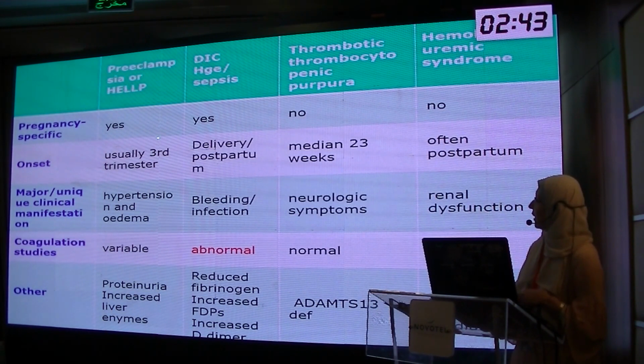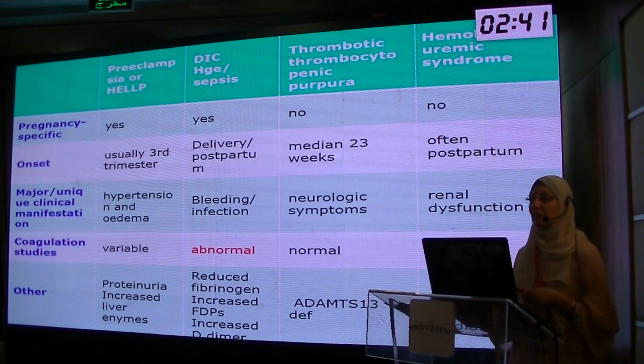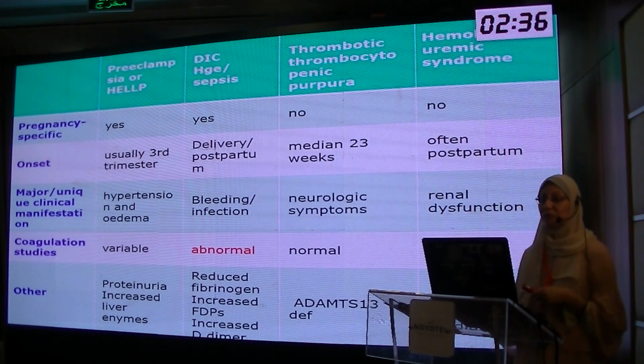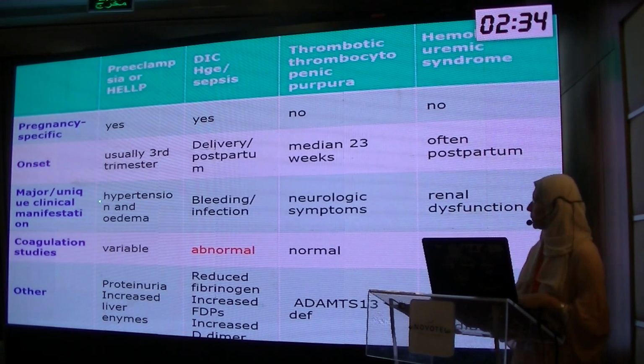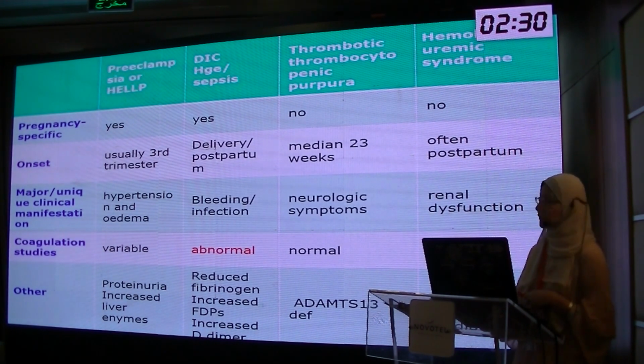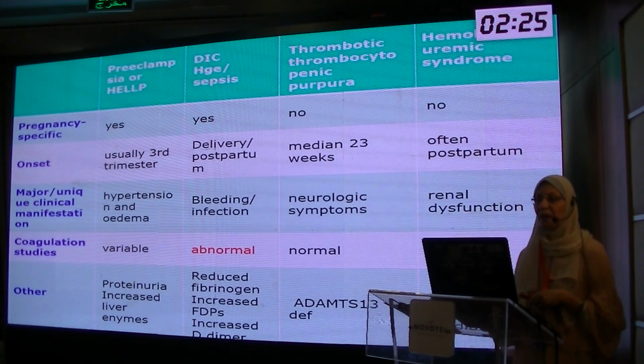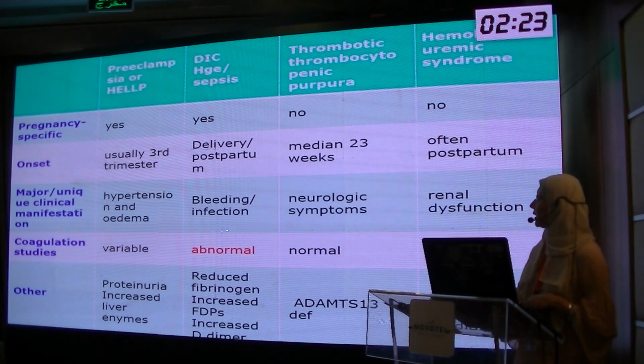pregnancy-specific conditions, preeclampsia and DIC, from the TTP and HS. And of course the major clinical manifestations here will be hypertension and edema. With DIC you may have bleeding or infections, with TTP we have neurologic symptoms, and mainly in HS we have renal symptoms. Coagulation studies will be abnormal in DIC.